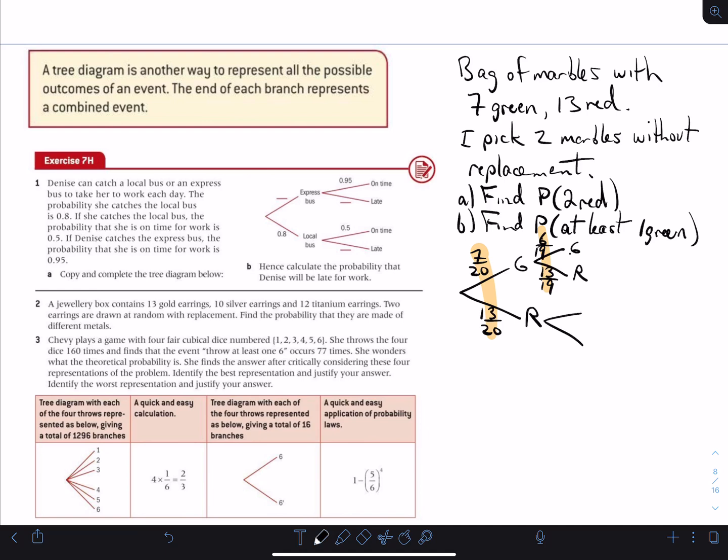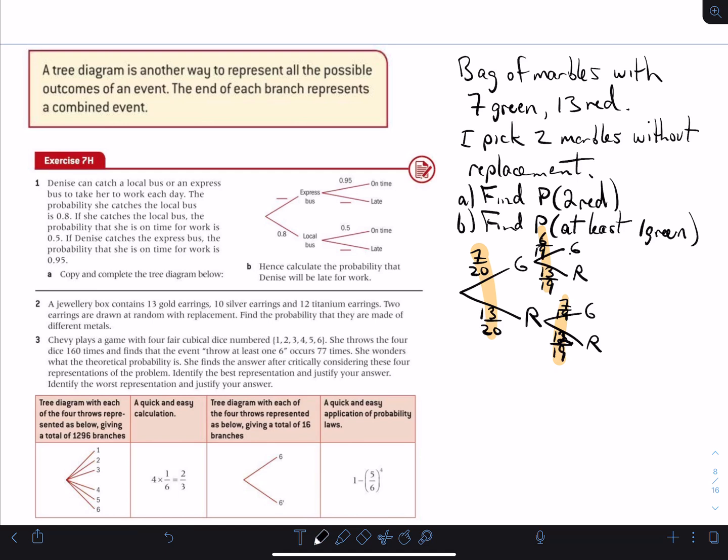If you pick a red one, you can get a green or a red again. Probability of getting a green one, though, is 7 out of 19 because there are still 7 green ones left. Probability of getting a red one, though, is 13 out of, no, 12 out of 19. And again, this adds up to 1. Okay?